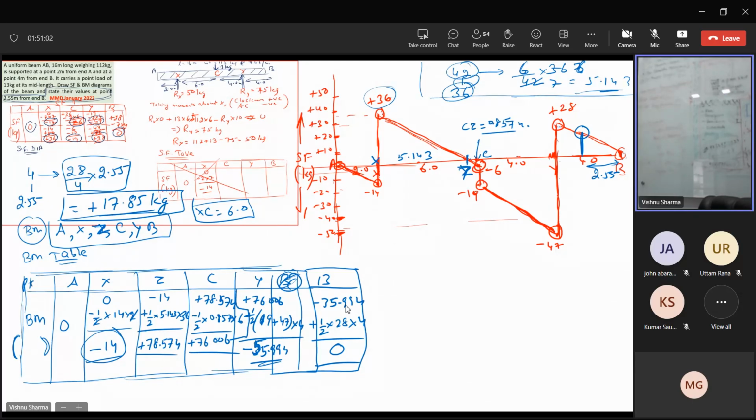Guys, once you complete, you can round off everything to 1 decimal place also, no issues. You don't have to fight up to 3 decimal places. In the end, if there is some residual which is a rounding off issue, you can make it 0.